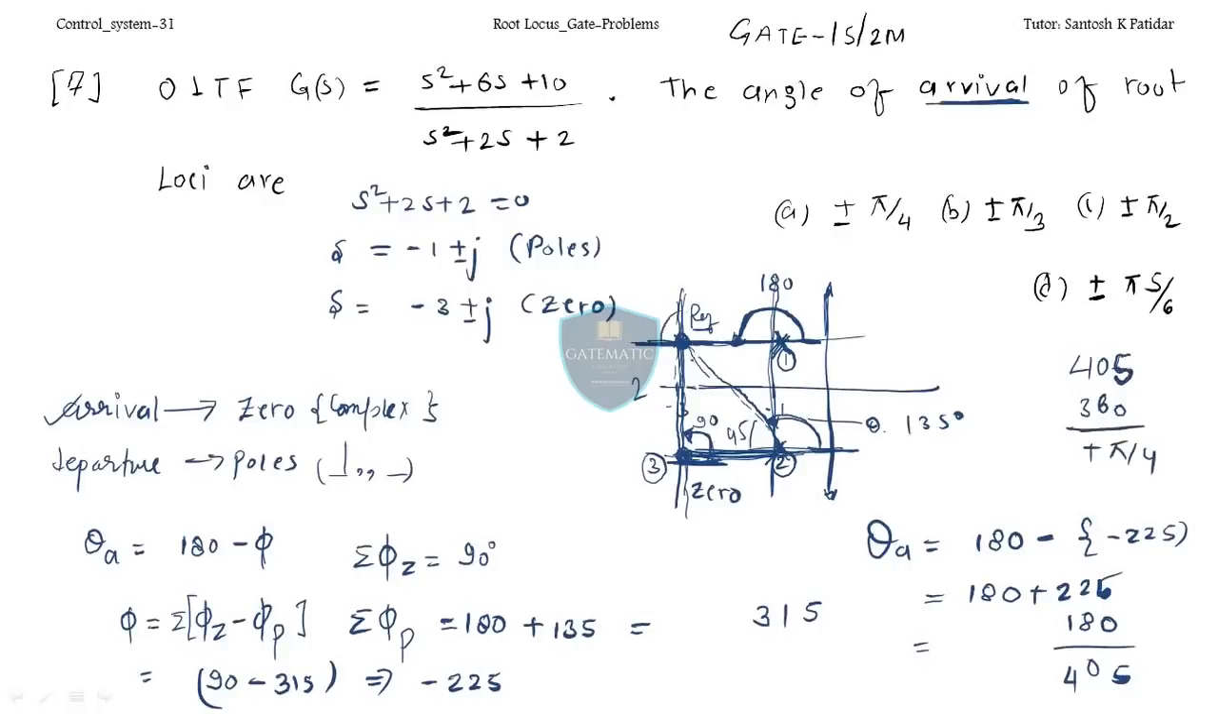So if you are getting pi by 4 at this point, means minus pi by 4 you will get at this point. So your angle of arrival is nothing but plus minus pi by 4. So this is my answer. Okay. So this is the graphical method all about. You can find out this by the analytical method also.